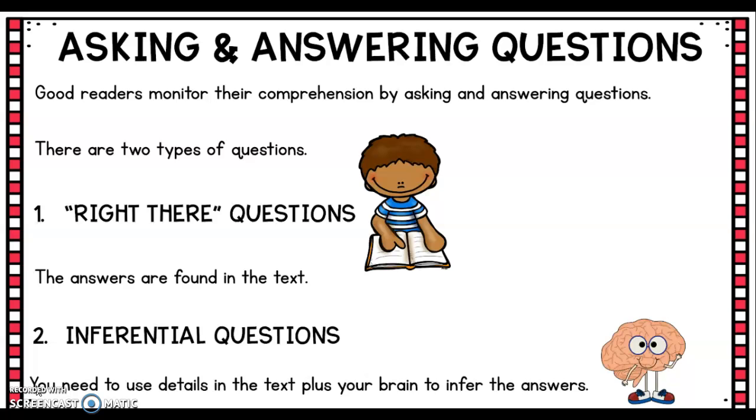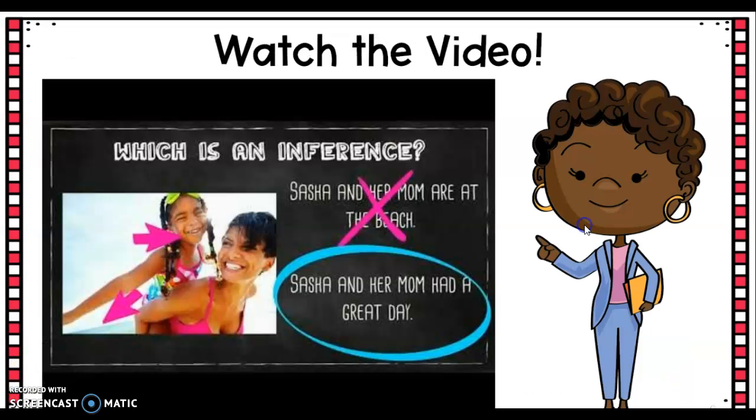And then we have inferential questions. This is where you have to use your background knowledge, again, also called schema, and your text clues. You need to use details in the text plus your brain to infer the answer.